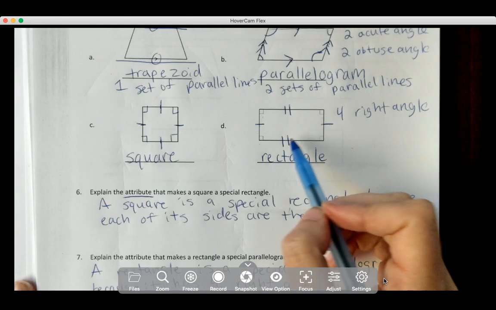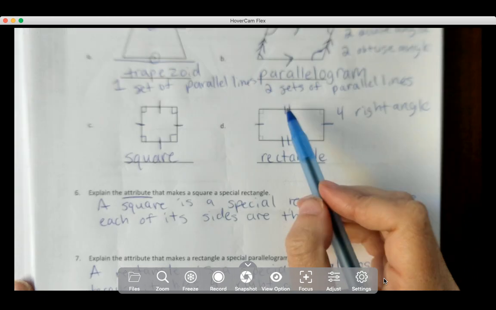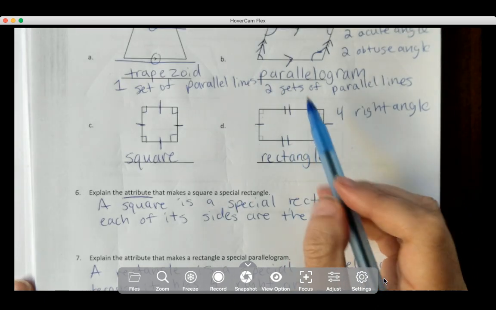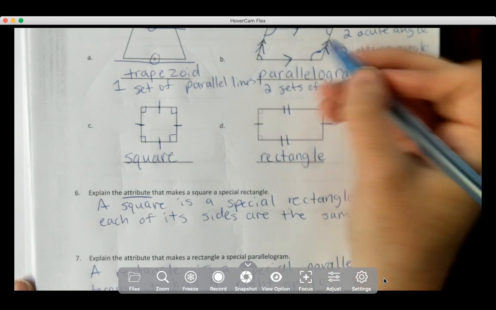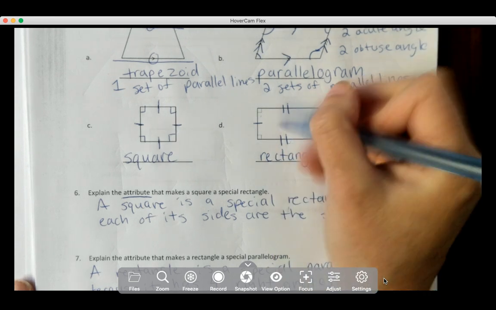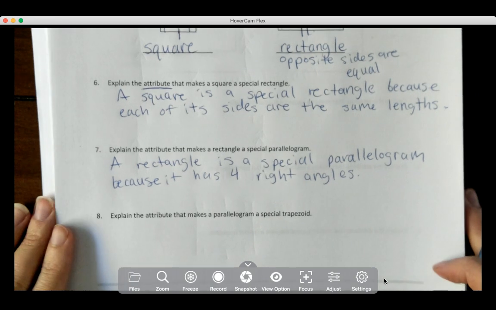And then in a rectangle, they have 2 sides that are equal. Opposite sides are equal. As you can see, this is opposite sides are equal. So I'll write that for you guys. Opposite sides are equal. And it has 4 right angles. We already wrote that. So these are notes that you should be taking with me.